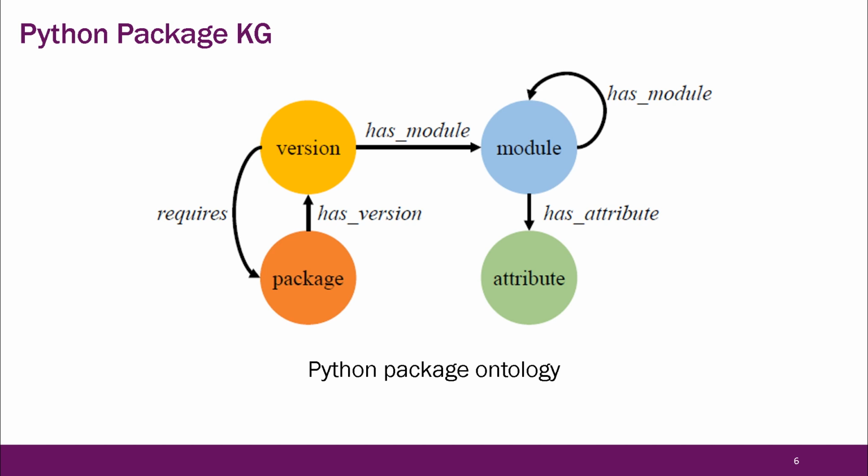Unlike module nodes, attributes with an identical name are defined as a single entity. Attributes can be a variable, function, class, or any content available in the corresponding module. For relationships, it's important to note that modules may have submodules, and the requires edge has a requirement property to save the version specifier.